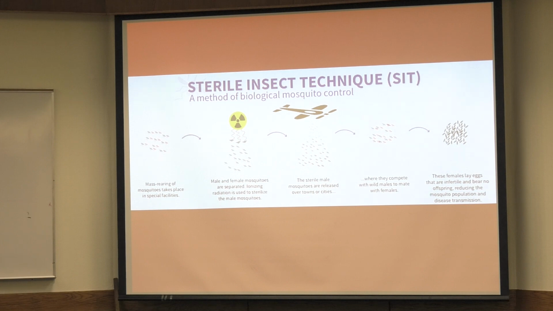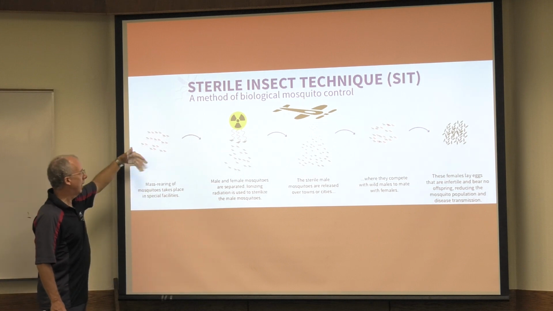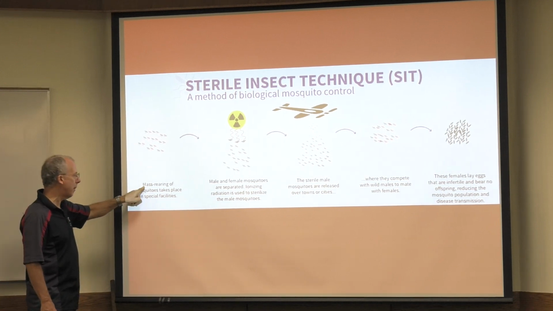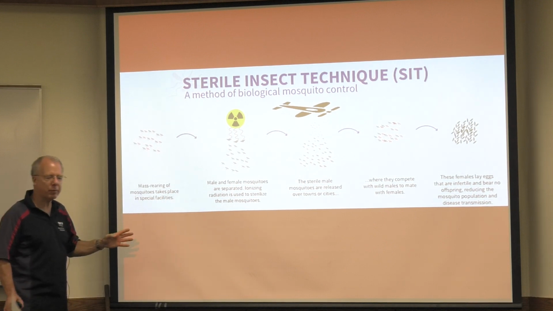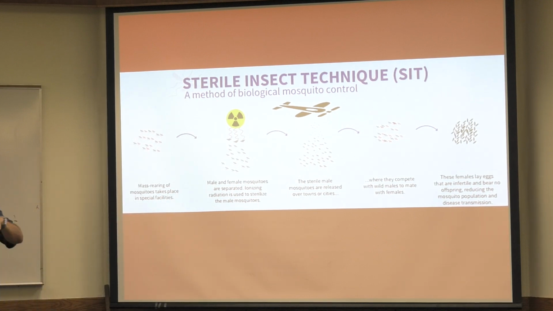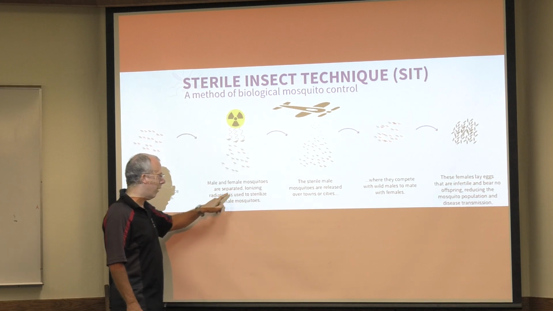Let's talk about insect control. Sterile insect technique, SIT, right? A method of biological mosquito control. All right, so they breed a ton of mosquitoes. Mass rearing of mosquitoes takes place in special facilities. So they breed all these mosquitoes. And then, I don't know how, but then it says male and female mosquitoes are separated.